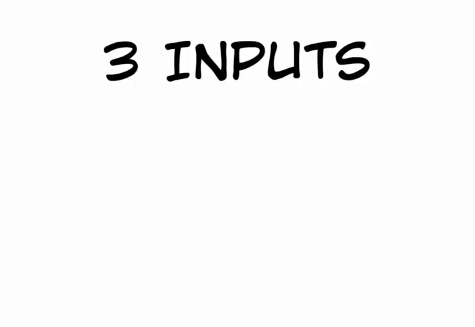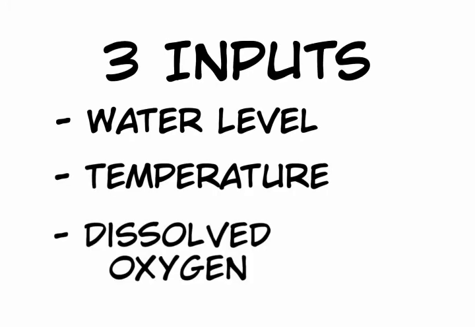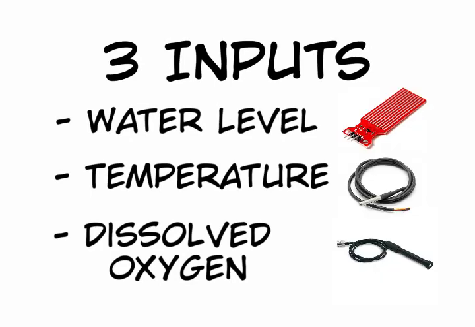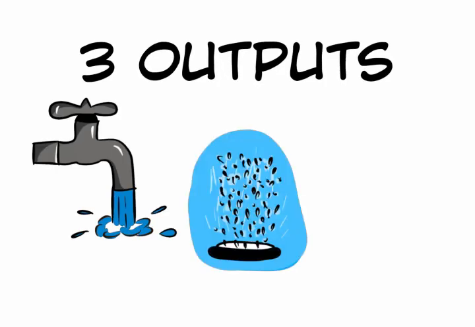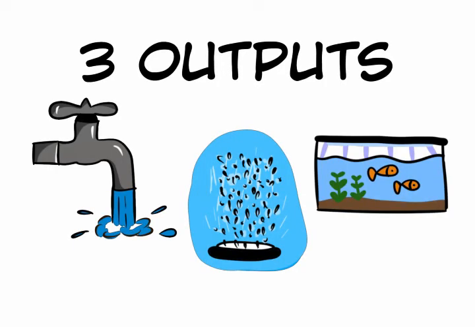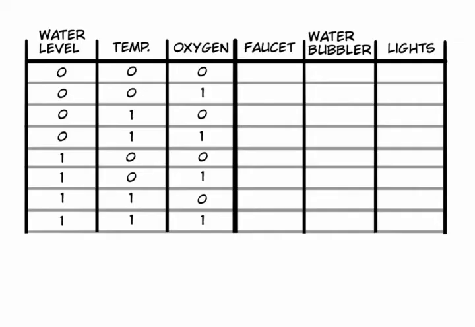There are 3 inputs for my project, which are the water level, water temperature, and dissolved oxygen sensors. Each has their own specific sensors and are registered as an analog input in the Arduino Uno board. Meanwhile, there are also 3 outputs, which are the faucet, water bubbler, and aquarium lights. Once we've declared the 3 inputs and outputs, I can now construct the truth table.